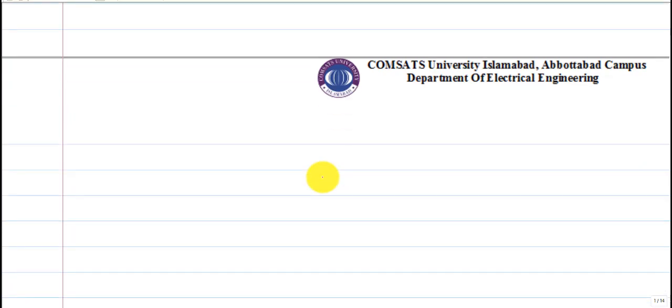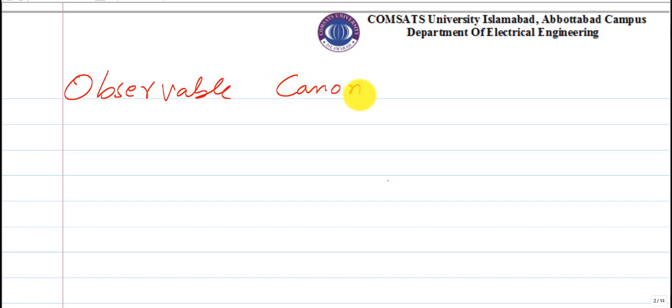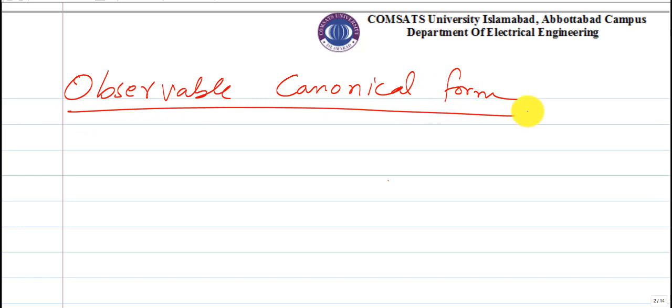Today is our linear control systems lecture number 14. In this lecture we will be studying the observable canonical form. In this observable canonical form, we will be treating the transfer function a little bit differently than we did for the controllable canonical form. Let's understand this procedure with the help of an example.